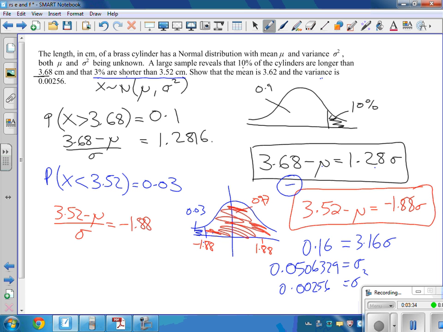What else have we got to do? We've got to find out what the mean is as well. Well, that's okay now. We're just going to throw this sigma back into either one of these two equations, and that will then show us what the mean is as well.